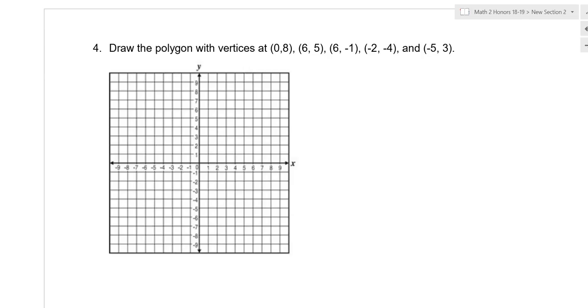Okay. So it has vertices at 0, 8, 6, 5, 6, negative 1, negative 2, negative 4, and negative 5, negative 3, or negative 5, positive 3. And I'm going to just connect these. So we get a wonderful pentagon, 5 sides.